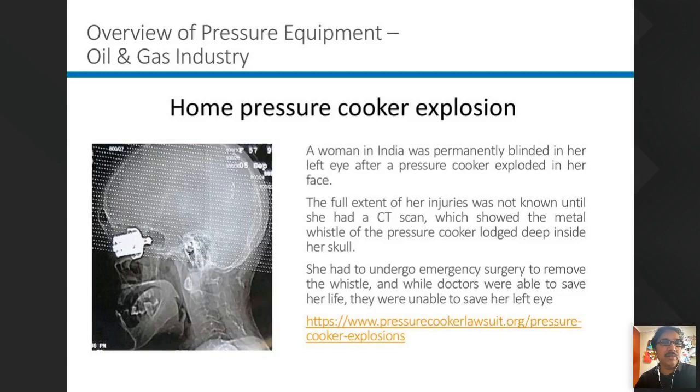A woman in India was permanently blinded in her left eye after a pressure cooker exploded. The full extent of the injury was not known until a CT scan was done. When they did the CT scan, they saw the cooker whistle had lodged deep into the skull. So that's the impact. A 5 liter pressure cooker operating at 1 bar, if it blasts, the whistle we see daily at our home can lodge into your skull. The projectile force is very high. The pressure energy release is very high. She had to undergo surgery, but unfortunately, the doctor couldn't save her vision, but she is okay.